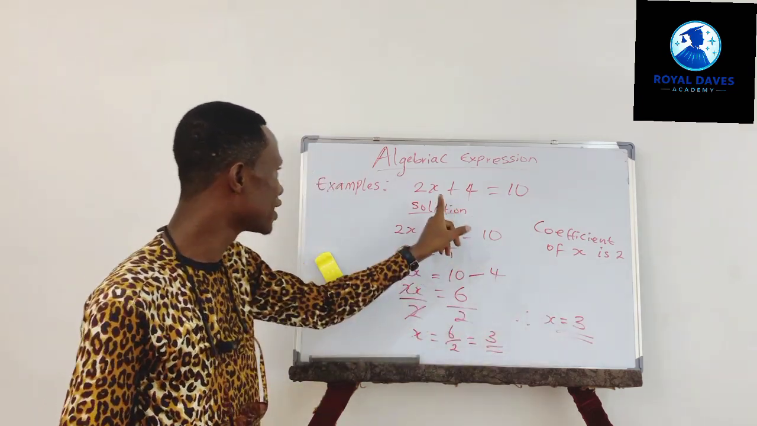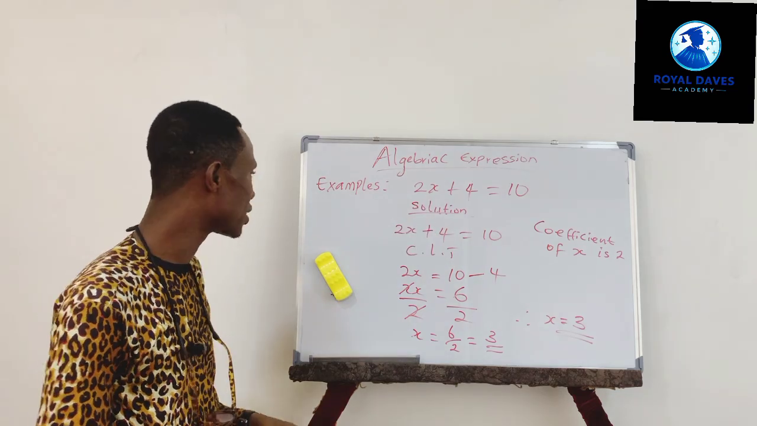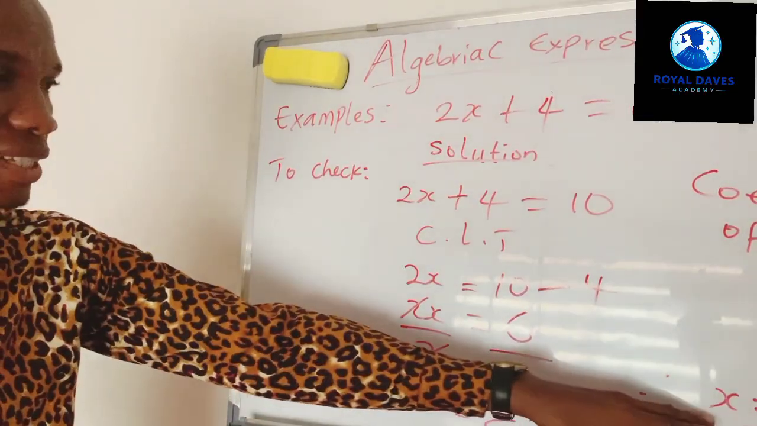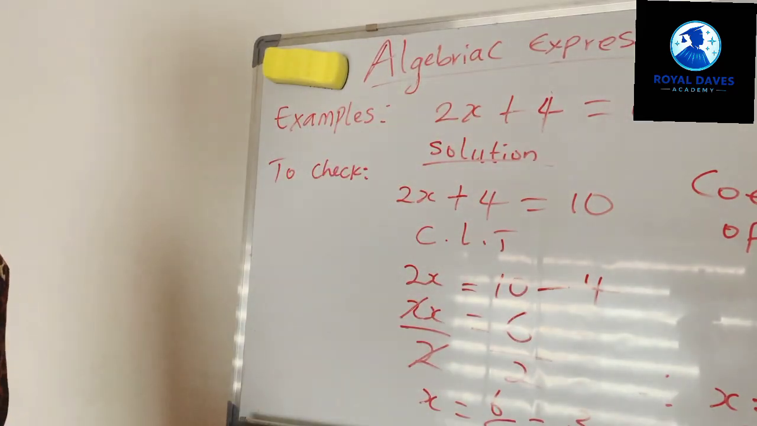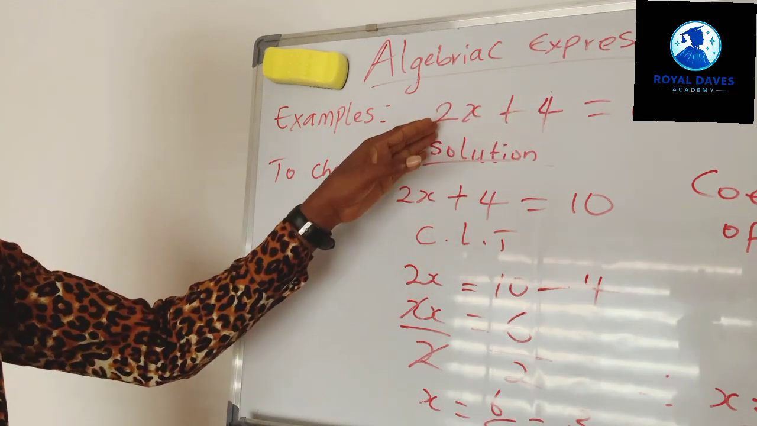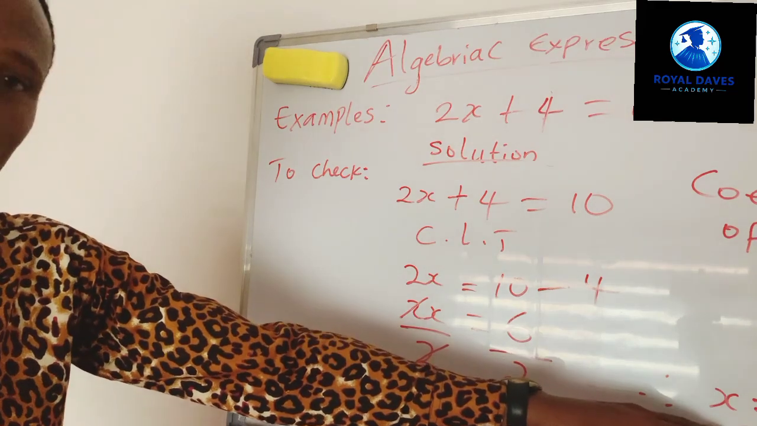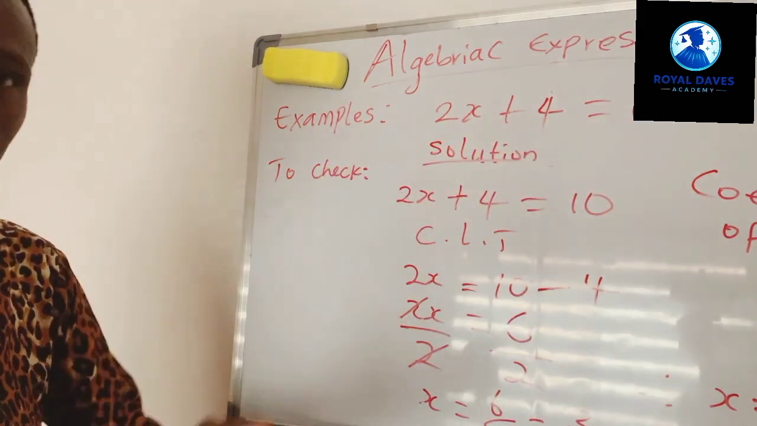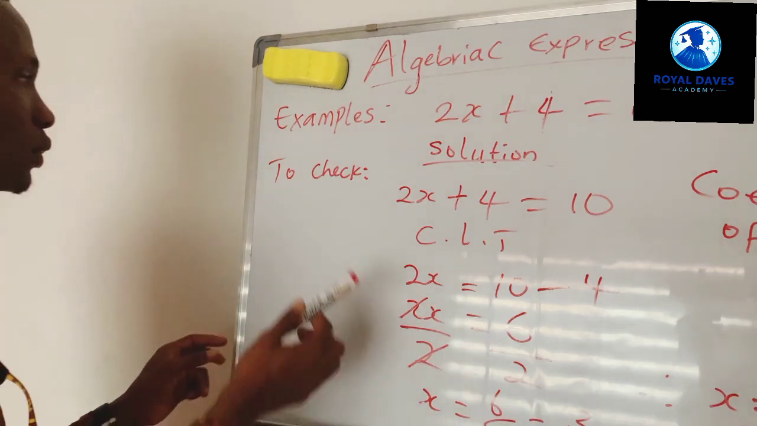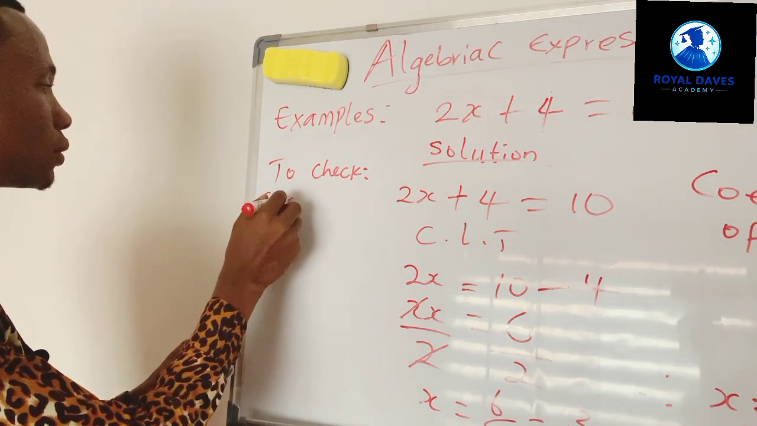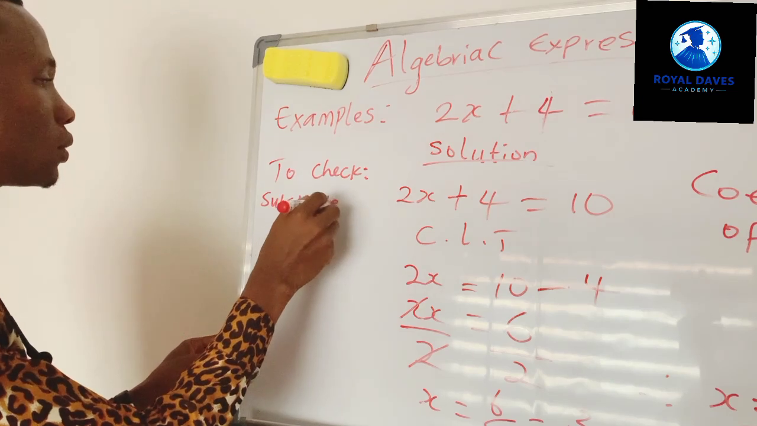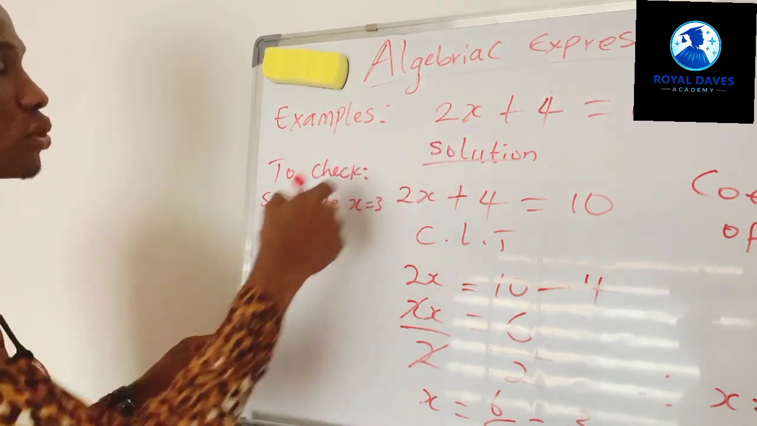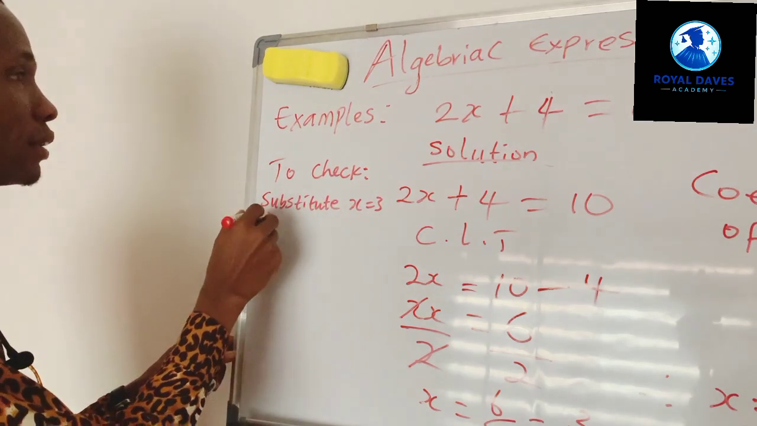How do you check? To check, you substitute x equals to 3 in this equation. Remember, only on the left hand side. When you substitute x here, in this x, you must be able to get 10 as your answer. If not, it means you are wrong. So let's do that. We have 2x.